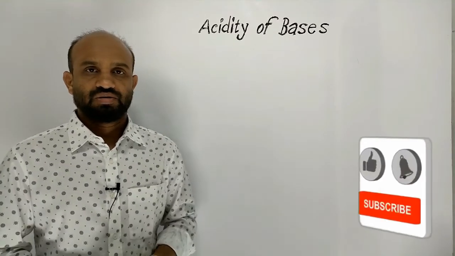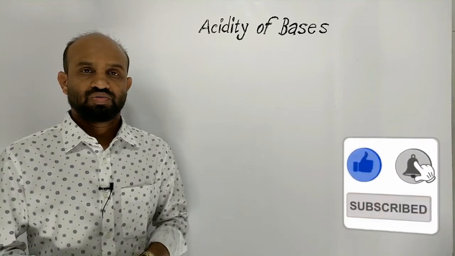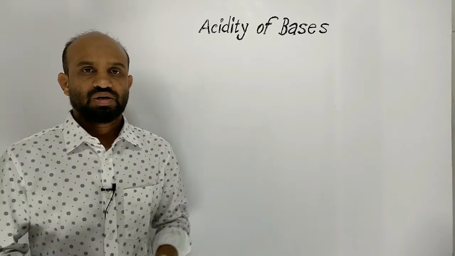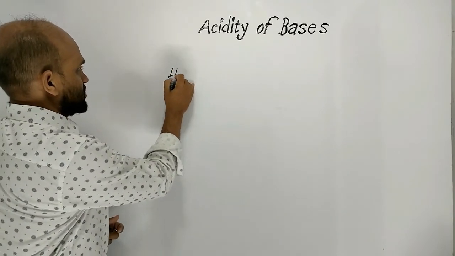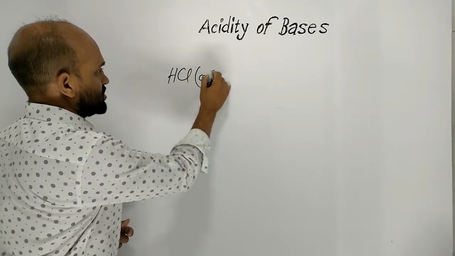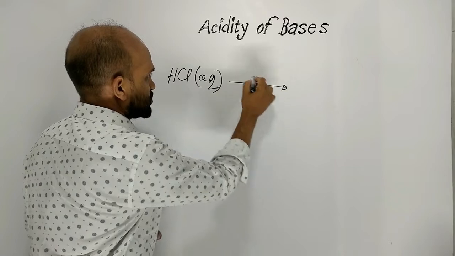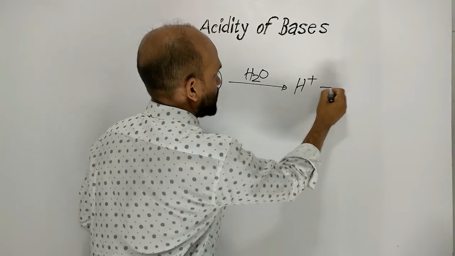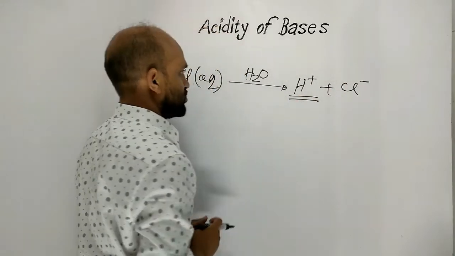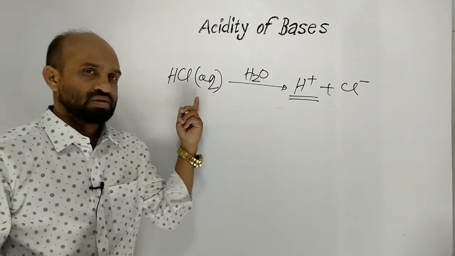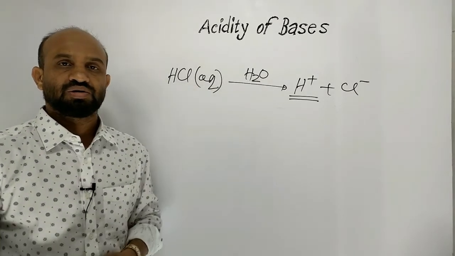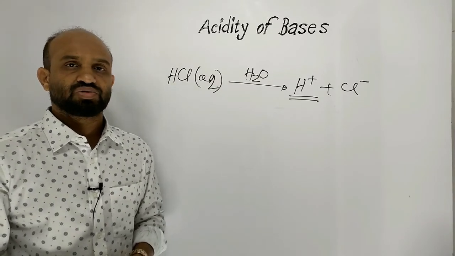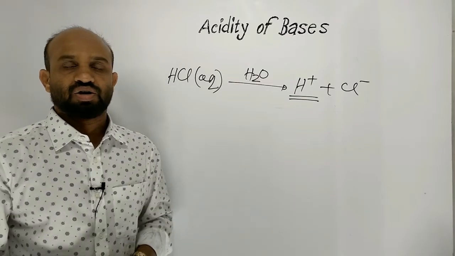So, let's begin. Hydrochloric acid, which generates only one proton in water. This is hydrochloric acid. When it is dissolved in water, then it generates only one proton in water. That is why this hydrochloric acid is called monobasic acid. This monobasic acid is used to determine acidity of bases.